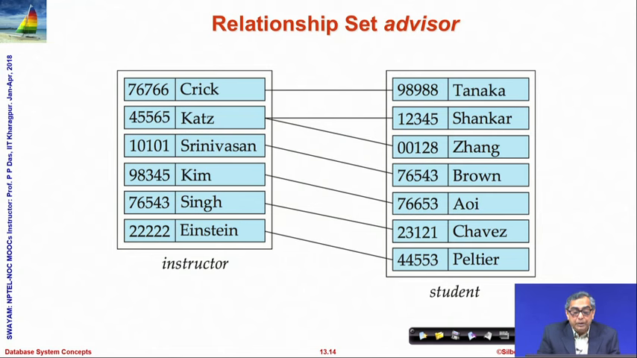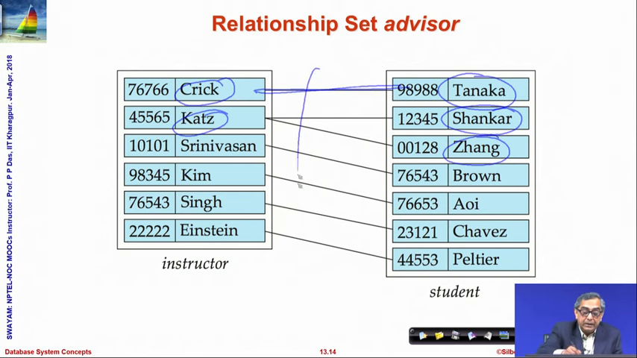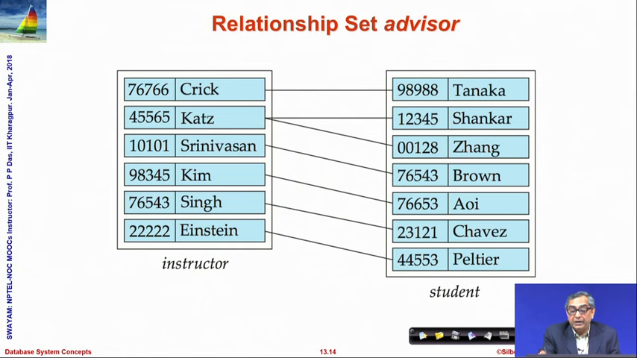Here we show the relationship advisor by these arrows, these lines. The connection between the two shows that this student is advised by this instructor. Crick advises Tanaka, whereas Shankar and Zhang are both advised by Katz. So, this group of associations between instructor and student gives me the relationship advisor, as to who advises whom.